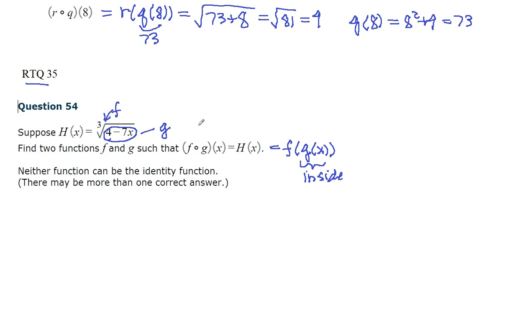So start by doing the inside function. So the inside function is g of x equals 4 minus 7x. And then the outside function, f of x, what does it do to that 4 minus 7x? Well, it takes the cube root of it. So cube root, and we replace the 4 minus 7x with just an x. So that's how you would break down that composition. That's all they're asking for there. So not doing computing, just breaking it down. And sometimes there's more than one way to break down.